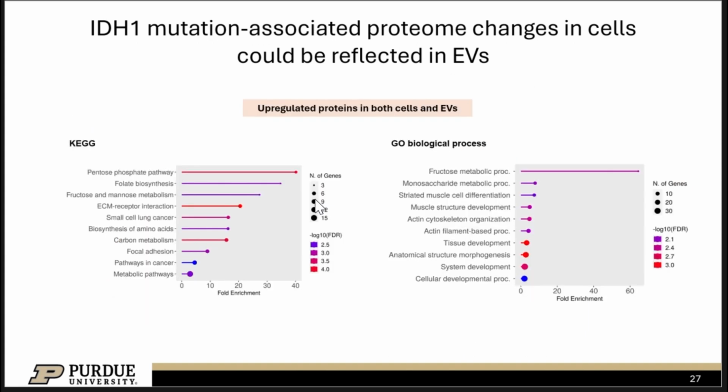And furthermore, we took these upregulated proteins to do a gene ontology search, and we can see that there are many pathways related to IDH1 being enriched, for example, the pentose phosphate pathway and also fructose metabolism, since IDH1 is involved in the TCA cycle. So this data supports that the IDH1 mutation-associated proteome change in cells can potentially be reflected in EVs and potentially be used for future disease diagnosis.